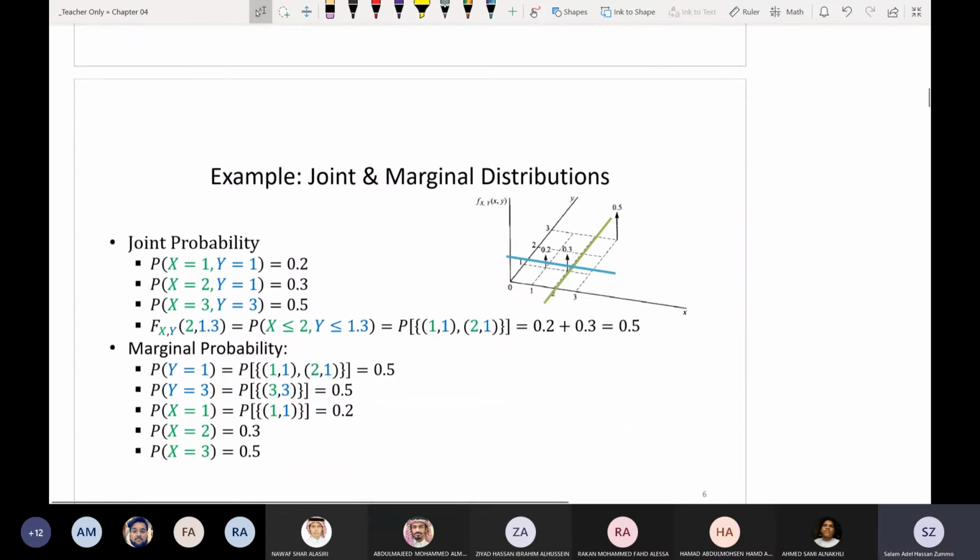So let's have this example. We have here two random variables defined as follows. The probability that X equals 1 and Y equals 1 is 0.2. The probability that X equals 2 and Y equals 2 is 0.3. And the probability that X equals 3 and Y equals 3 is 0.5. Okay?